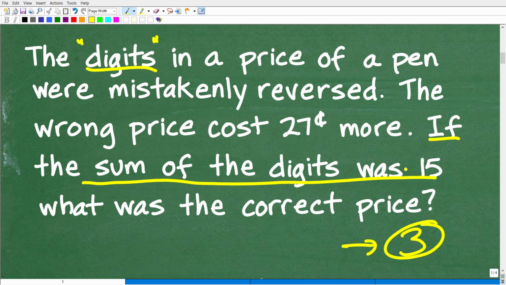Well, we're going to have to understand the price of an item and the respective digits of that price. So let's do a quick review, and then we can build a nice variable expression to represent the correct price and the wrong price. And from these expressions, we can use the information in the problem to build an equation and then solve for those respective variables. Now, in this particular case, I'm actually going to be building a system of linear equations.